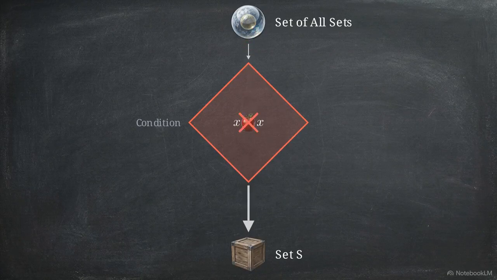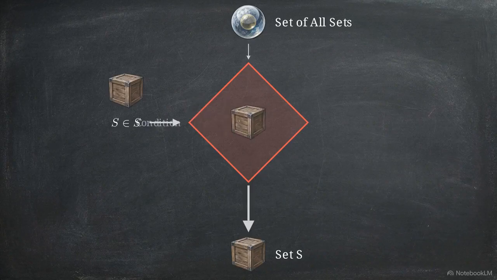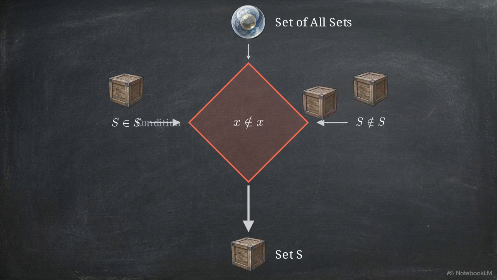The entry condition is binary. A set is only included in S if it is not a member of itself. Now we ask, does the set S belong to set S? If we assume that S does belong to S, we hit a contradiction. If S is a member of itself, it fails the condition for the subset, which only accepts sets that do not contain themselves. Therefore, S cannot belong to itself.